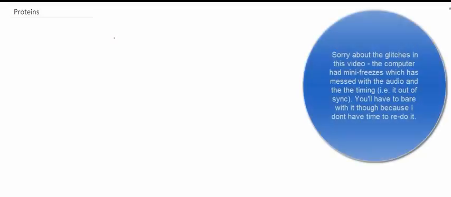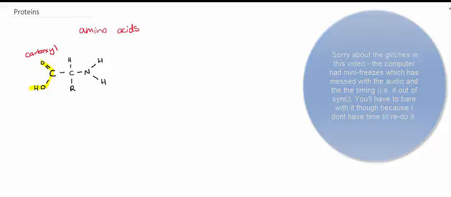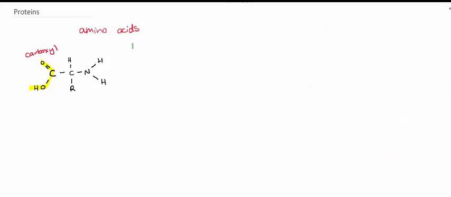In this video, we're going to have a look at proteins. But before we do that, we need to have a look at the structures, which are the building blocks of protein. You'll notice that the amino acid has a carboxyl group and an amine group. It also contains an R group here.